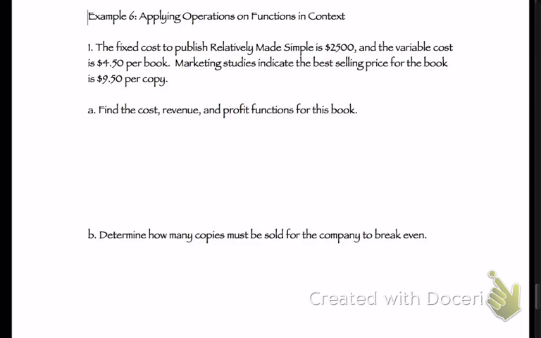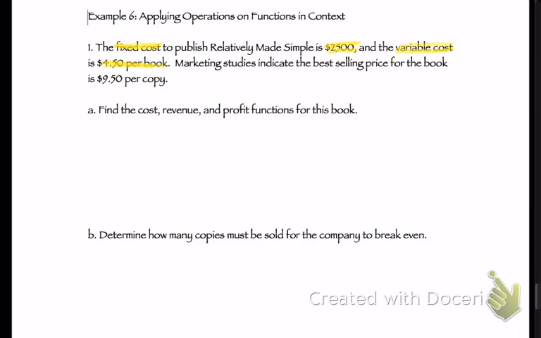But let's take a look, first of all, at the cost function. What is costing us money? Well, the first thing I notice is that I have a fixed cost of $2,500. That's a fee that does not change. It's $2,500 regardless of how many books. So no variable. My other cost, notice it says this is a variable cost. It's what changes, and it's $4.50 per book. So I'm thinking that's going to be the one that gets the variable.